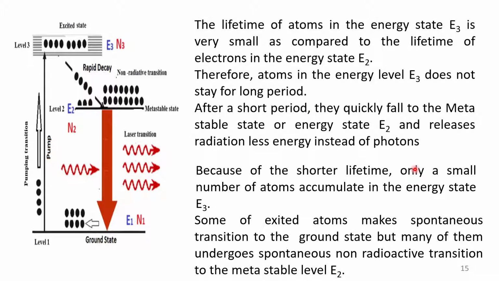Now we know that the lifetime of the energy state E3 is very small as compared to the lifetime of the electrons in the energy state E2. Therefore, the atoms in the energy level E3 do not stay for a long period, and after a short period, they quickly fall to the metastable state, the energy state E2, and release less energy instead of that of a photon.